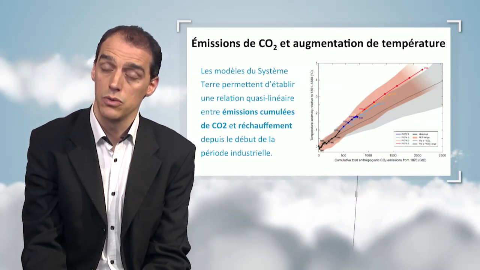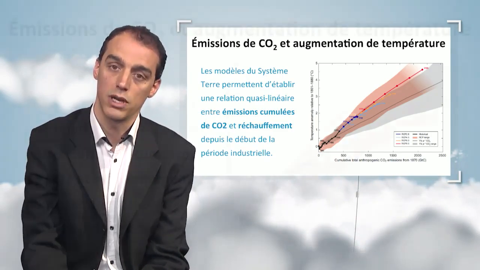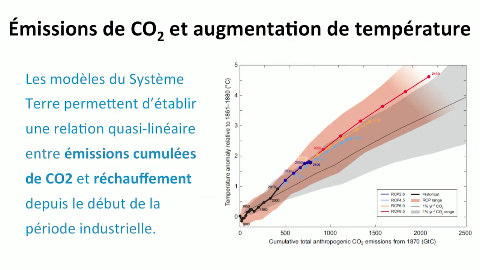Finally, thanks to simulation of the CO2 cycle, the carbon cycle and the temperature increase, the Earth system models allow us to establish a relationship between cumulative emissions of CO2 and temperature increases. The relationship demonstrated by the Earth system models is almost linear. If we add up the CO2 emissions ever since the beginning of the industrial era, the model will project a heat increase, which can be seen on the graph on the right-hand side.